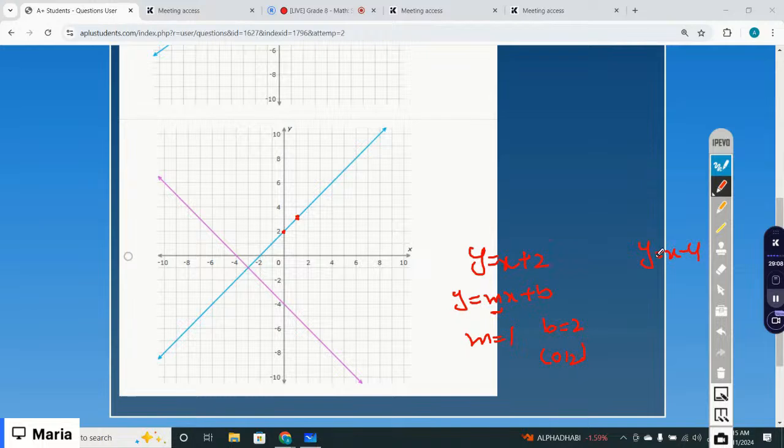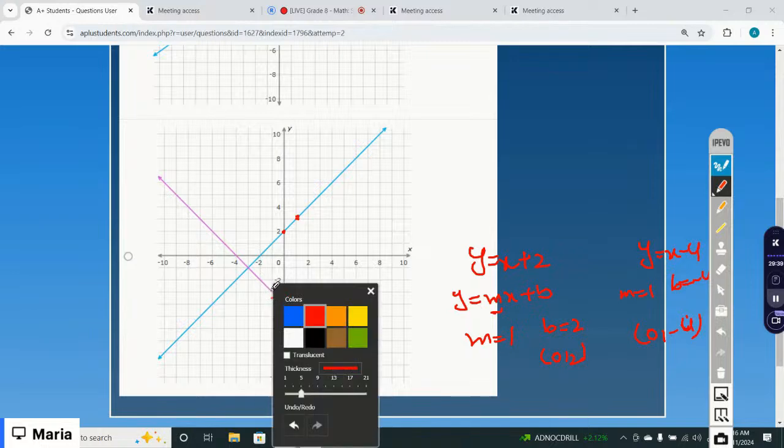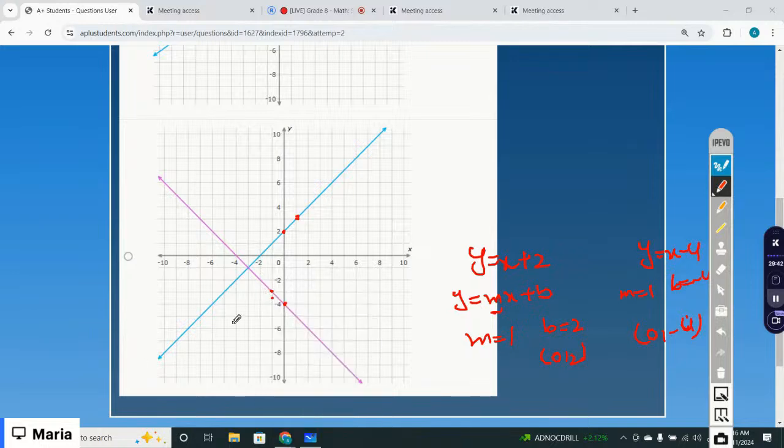Look at the second equation. If you compare this equation to y equals mx plus b, the slope is 1 and the y-intercept b equals negative 4. So the point is 0, negative 4, right? So x equals 0 and y equals negative 4. The slope is 1, so you move right 1 and up 1. That is another point. So just join these 2 points and make a line. So basically that is the solution of the system of equations.